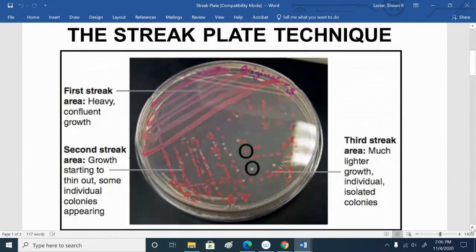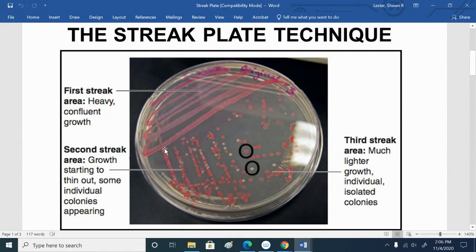So here we see a good streak plate. This first zone here is zone 1. So this is your one loop full. You put them into zone 1, and that's it. No more bacteria. You flame your loop, and then you're going to drag your loop into zone 1.